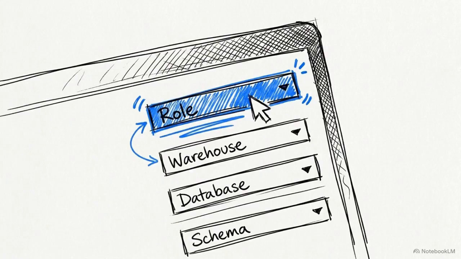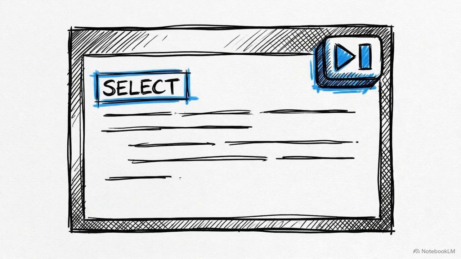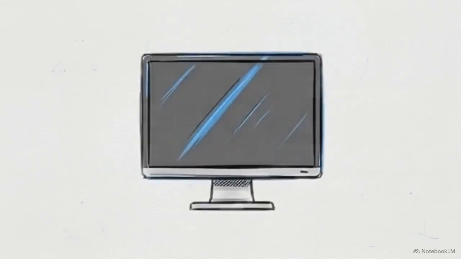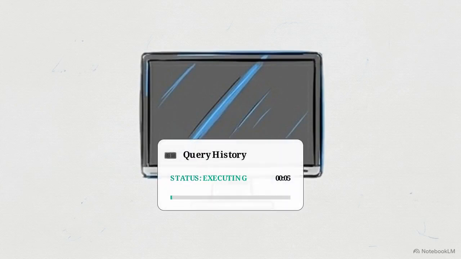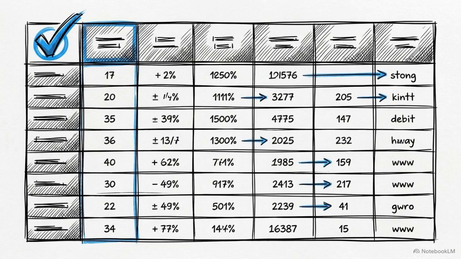Let's apply this. Look to the top right corner of your SQL Editor tab and use the drop-down menus to assign your role, warehouse, database, and schema. With your configuration locked in, highlight the Select statement in your code editor and click Run. Watch the Query History pane at the bottom of the workspace. This monitor shows the exact processing status of your command in real time. Once the process finishes, the results table populates with the queried data, confirming the retrieval was successful.